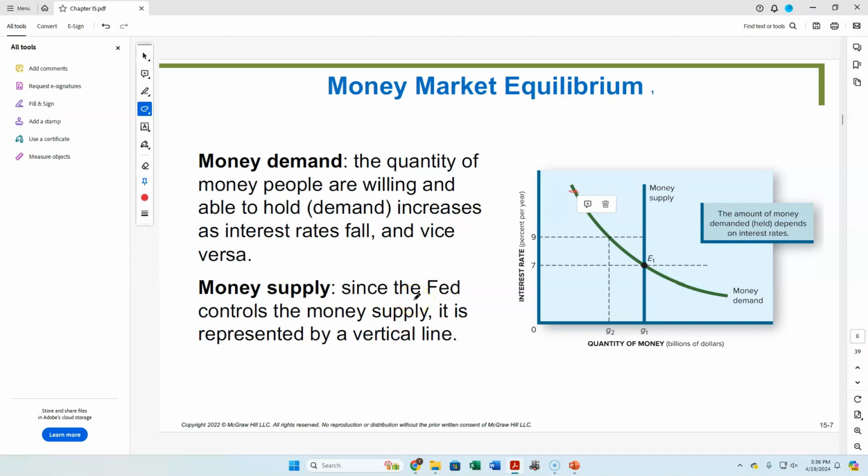So again, to repeat myself, when we get news that says the Fed lowered the interest rate, well, the only way they could do that is by increasing the money supply, right? Because now the interest rate would fall.